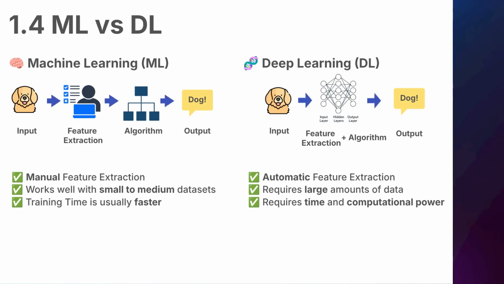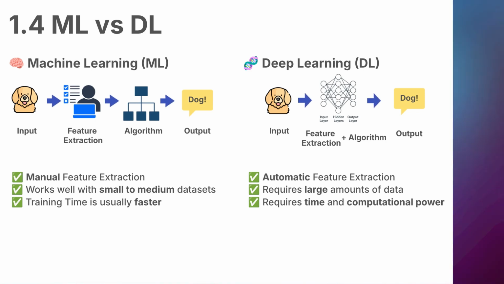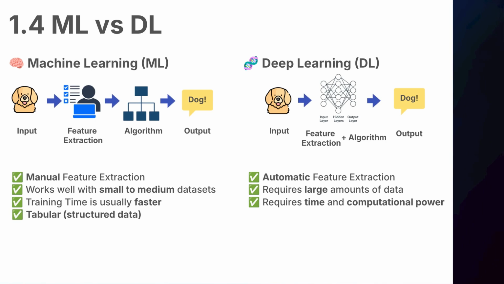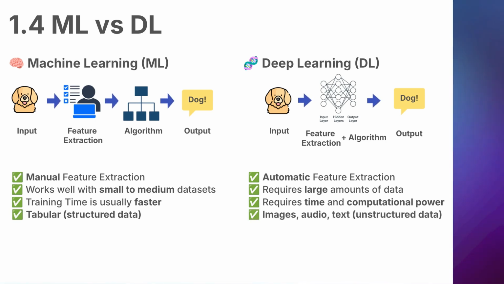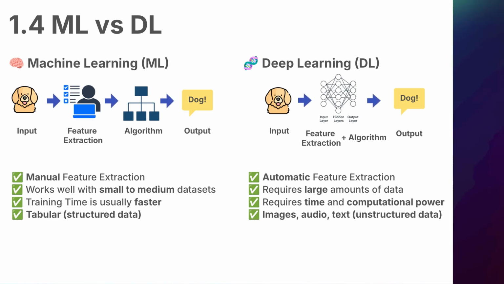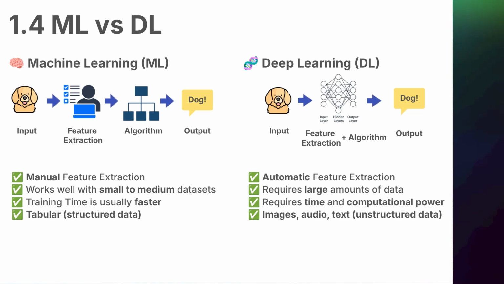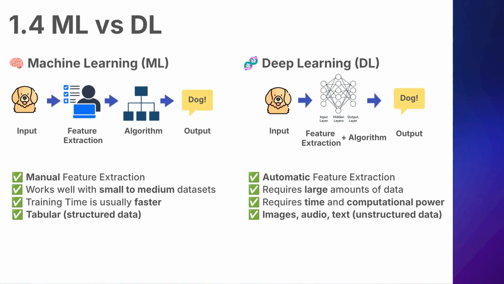When it comes to types of data, machine learning typically works with structured tabular data like spreadsheets, survey results, or database records. Deep learning is better suited for unstructured data, such as images, video, audio, or natural language text. Lastly, their use cases differ. Machine learning is widely used in tasks like credit scoring, spam detection, and sales forecasting. Deep learning is preferred for more complex applications like image classification, speech recognition, language translation, and even autonomous driving.